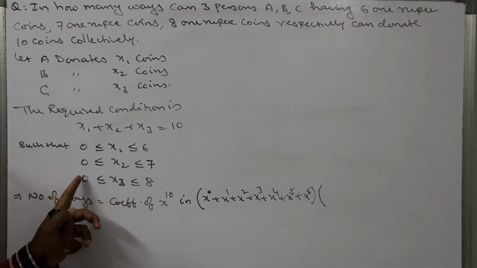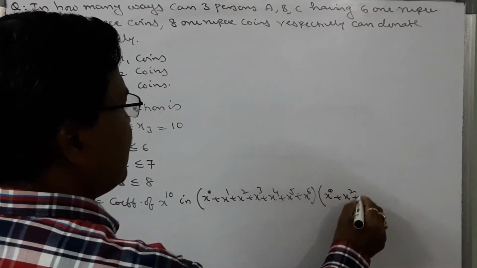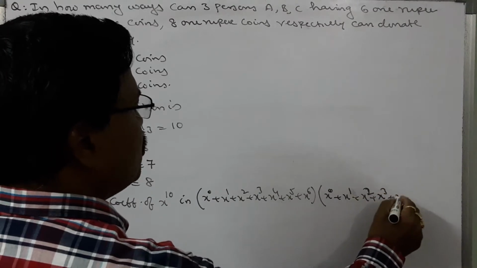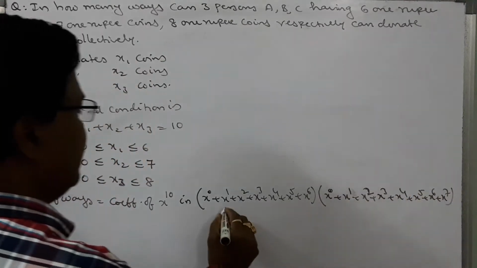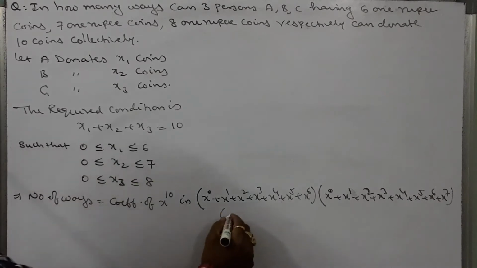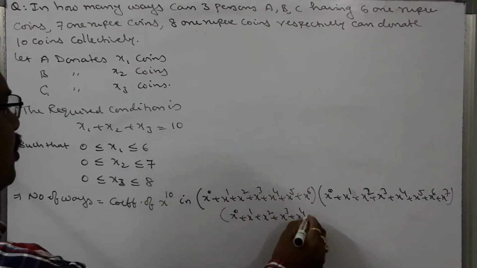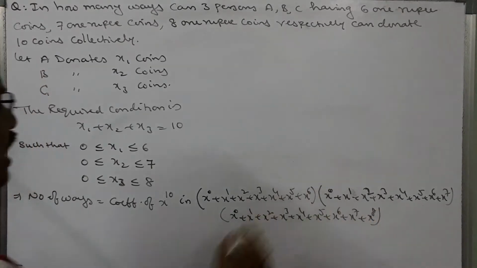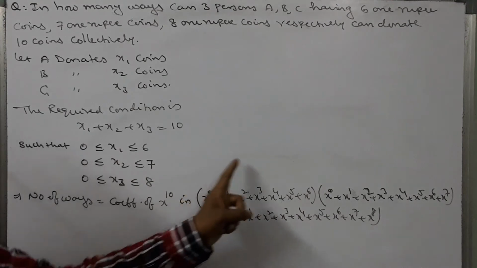Into, for the second variable, what are the possibilities? 0 to 7. That means x power 0 plus x power 1 plus x square plus x cube plus x power 4 plus x power 5 plus x power 6 plus x power 7. Into, what is the third variable? The third variable possibilities are from 0 to 8. That means x power 0 plus x power 1 plus x square plus x cube plus x power 4 plus x power 5 plus x power 6 plus x power 7 plus x power 8. I hope all of you understood now. For each variable, we need to write the possibilities as powers.